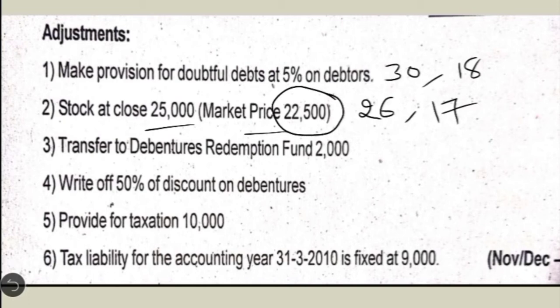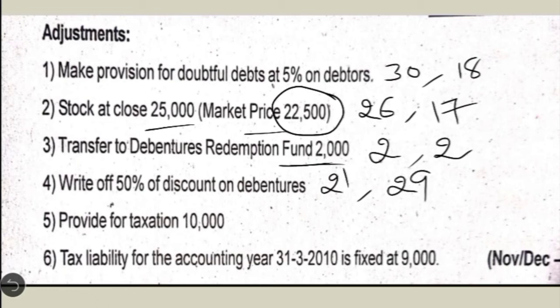Then transfer to debenture redemption fund, so it is appropriation of profit. Once we have to appropriate it from profit, total profit available for appropriation in note number 2, then again to the old debenture redemption fund we have to add it. So both the adjustments we are going to show in note number 2. The next one, write off 50% of discount on debentures. So this discount on debentures we have in the trial balance, it is shown in note number 21. The written off balance should be deducted from that amount. Then again when you are writing off a certain portion of the fictitious asset, it becomes amortization expenses. You have to show that in note number 29.